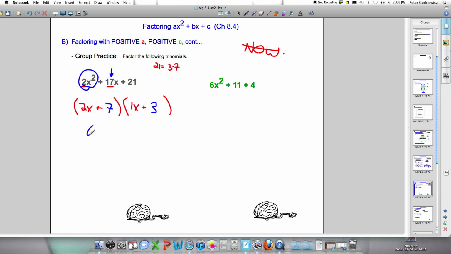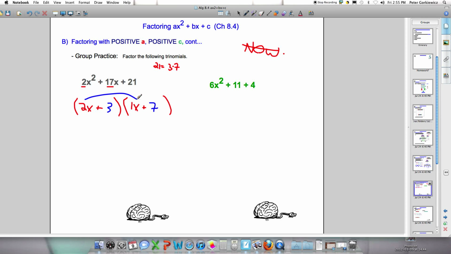So 2x times 3x is 6x, and 7 times 1x is 7x, and 6 and 7 is 13 and not 17x. So no, didn't do it right. So let's take these out. But instead of throwing these away, let's just flip them. So we had 7 and 3. Let's do the same idea, but let's do 3 and 7. Because each one gets multiplied by a different piece. The 7 will get multiplied by the 2, and the 3 will get multiplied by the 1 now.